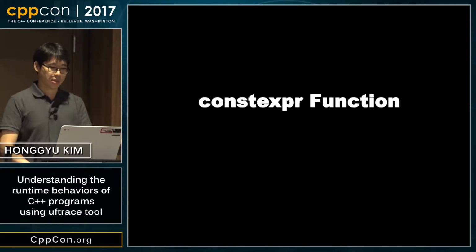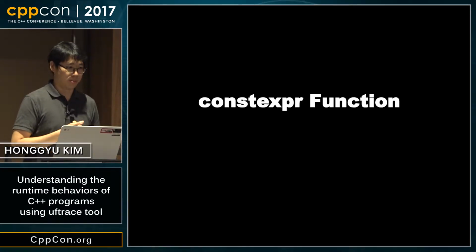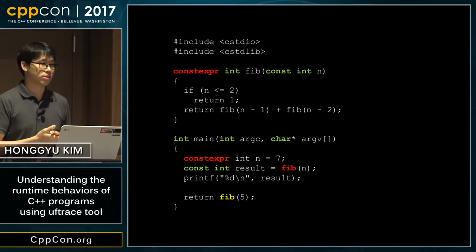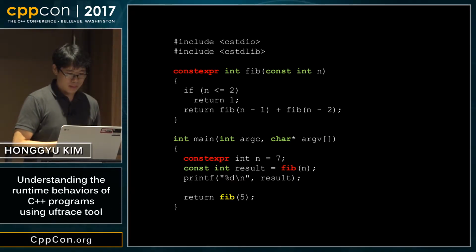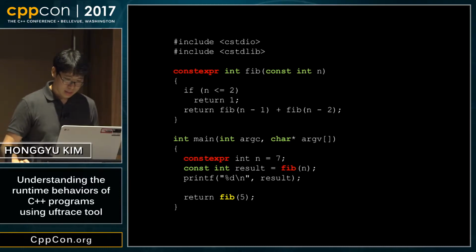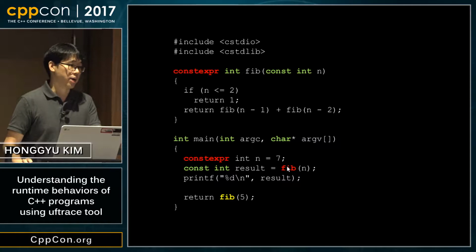The next one is a C++ example, the constexpr function. Let's say there is this kind of example. The Fibonacci number can be calculated at compile time, because I put the constexpr. But in this case, it can be calculated at compile time. But what do you think? Can this be calculated at compile time?